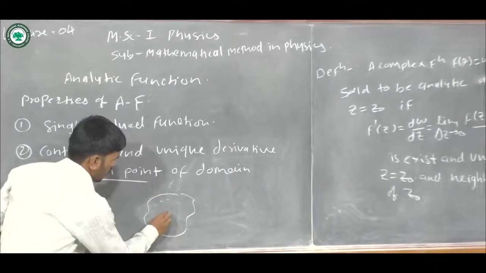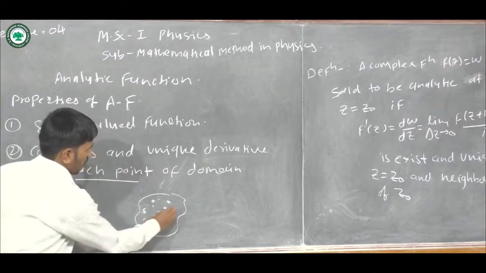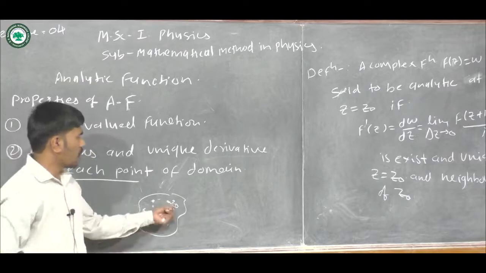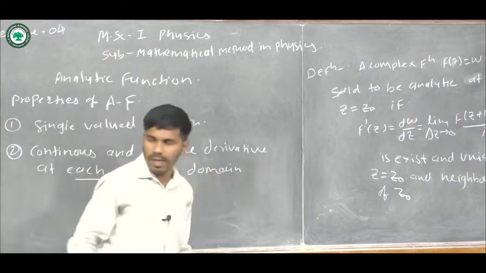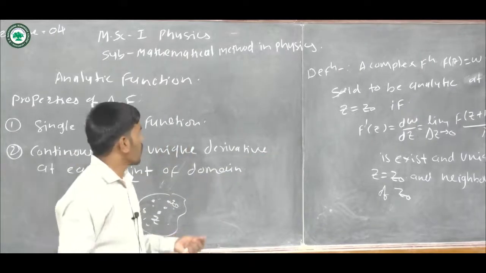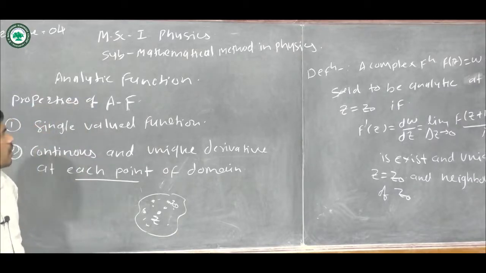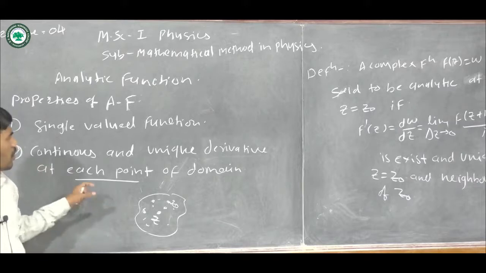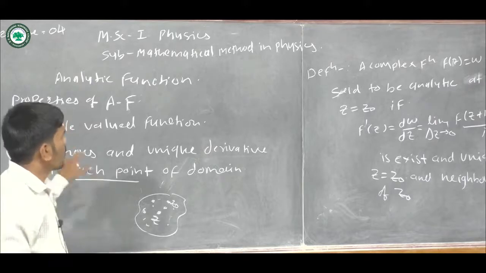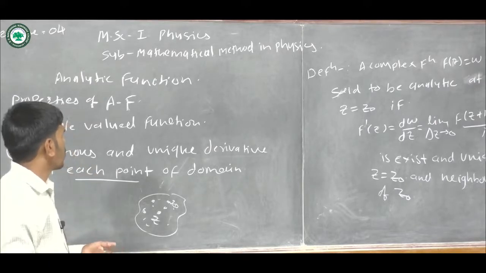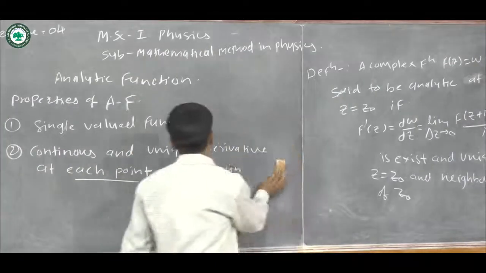So this is the point we consider here, z, and here a number of points are present, and suppose this point is z naught. At every point in this domain the function is differentiable and continuous. Then we can call this function analytic. So this is the definition of analytic functions. But if you want to check whether this function is analytic or not, there is another way.